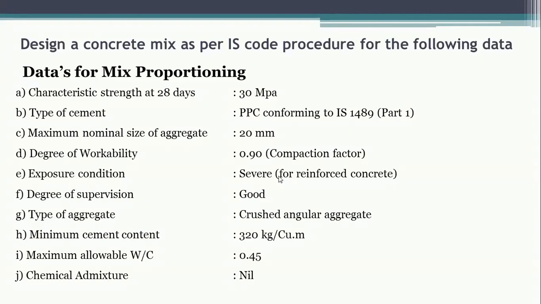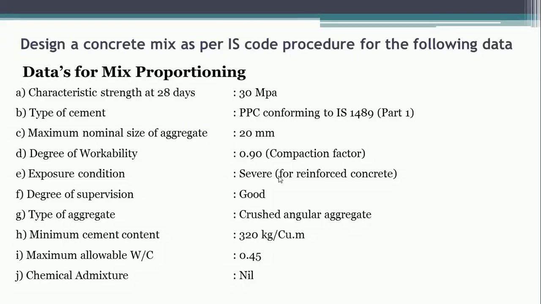If IS 456 is not given in the exam, then it's better you remember the values for all the exposure conditions. 90% or 95% I can assure you that these values will be given in the problem, but for the remaining 5% I can't assure you. So if the exposure condition is given, it's your job to know the minimum cement content and maximum water cement ratio by referring to the code book, that is IS 456. It is not available in IS 10262 2019.